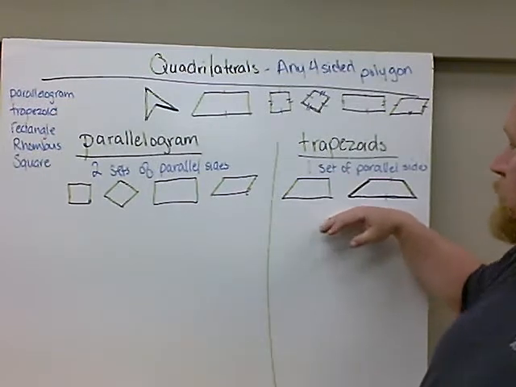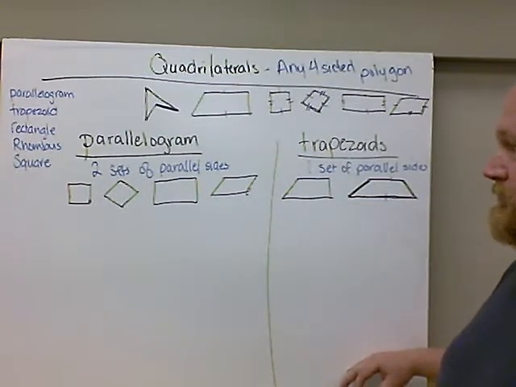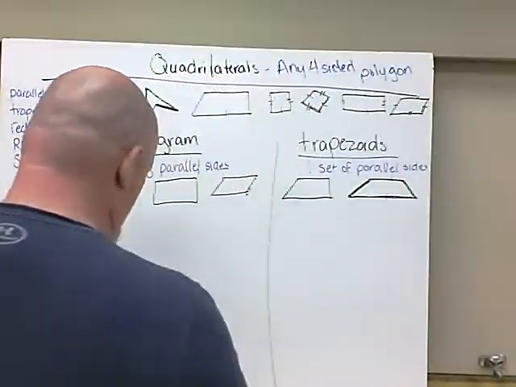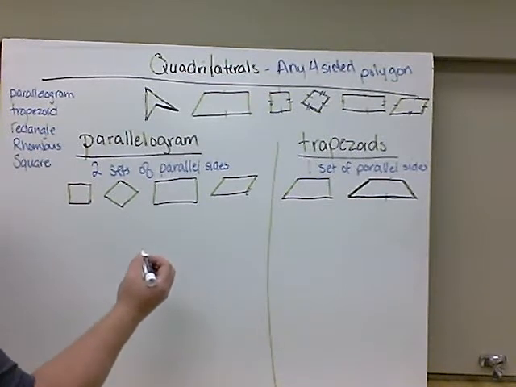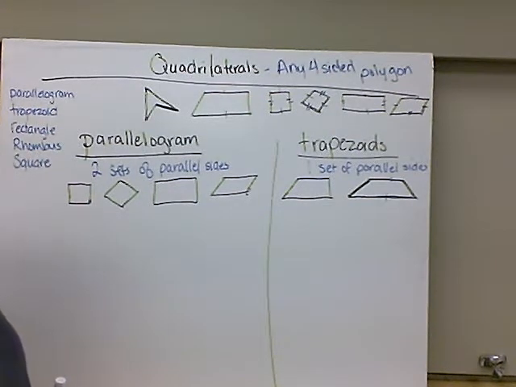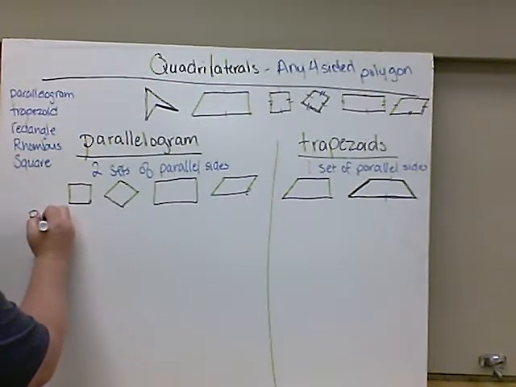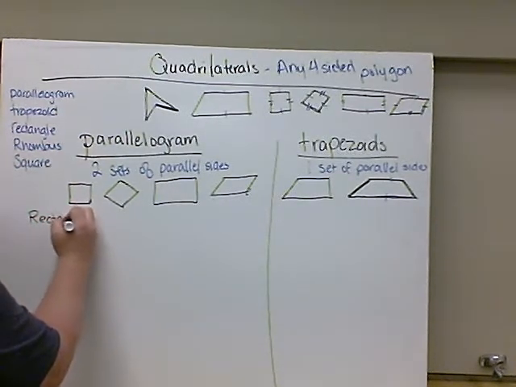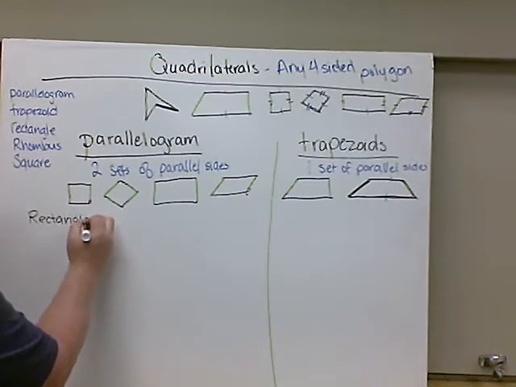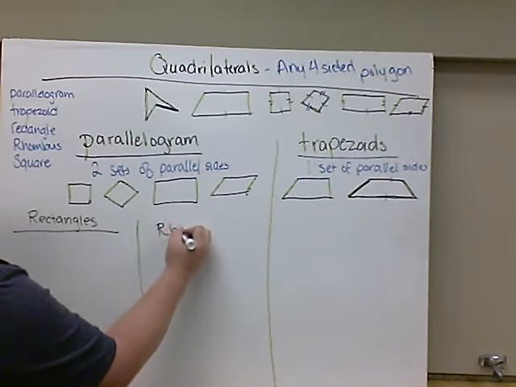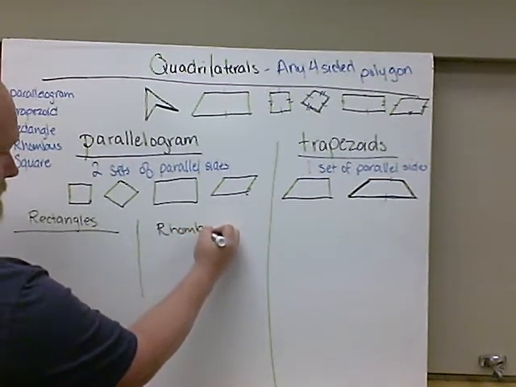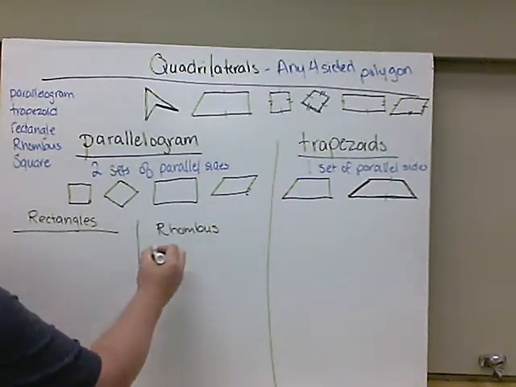Now, after parallelograms, we can keep sorting. But trapezoids, we're pretty much done in this column. Okay? So I'm going to swap sides, and I may be out of camera length, but we'll try to make it so you can see me a little bit. Parallelograms can then be sorted into two categories. Rectangles and rhombuses. Okay?